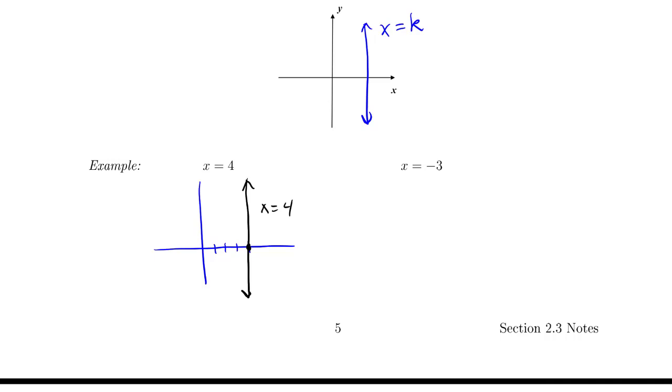Or with x equals negative 3, negative 1, negative 2, negative 3. So we're fixed at x equals negative 3, and again, y can be anything. So remember, y equals a constant is a horizontal line, while x equals a constant is a vertical line.